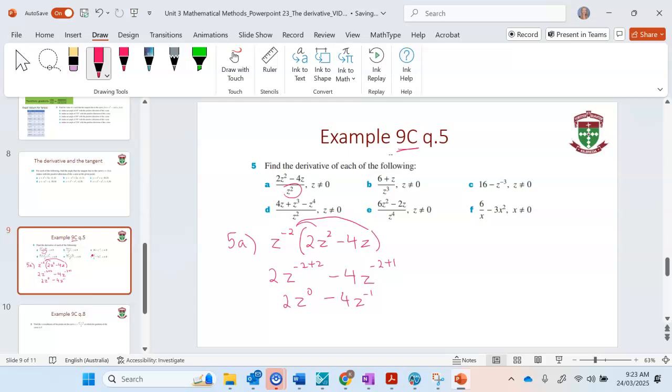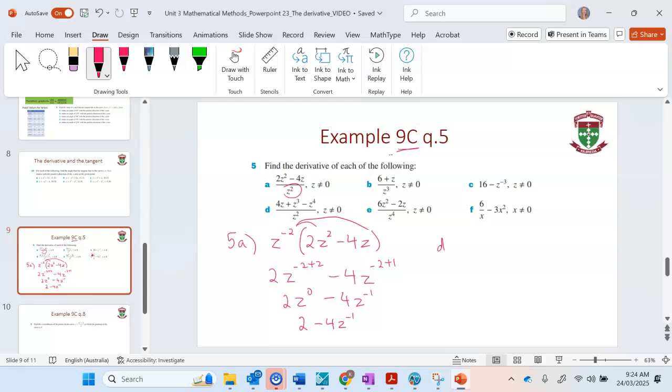All right, so a bit tricky there. I've chosen a tricky one. All right, z to the power of 0 is 1, so we still end up with 2. And then we've got minus 4z to the negative 1. Now, all I've done so far is just change the expression so we can find the derivative.